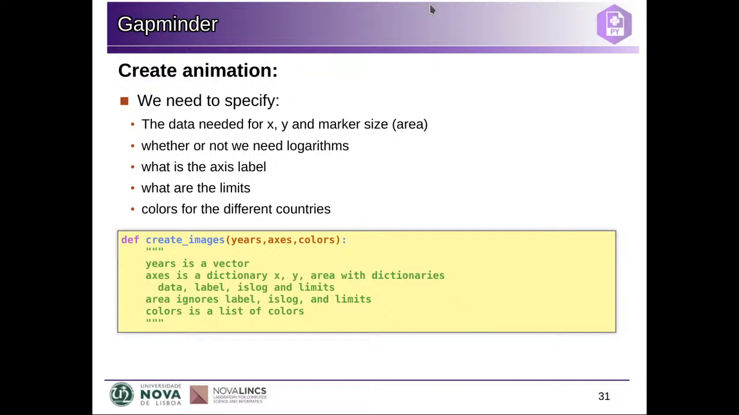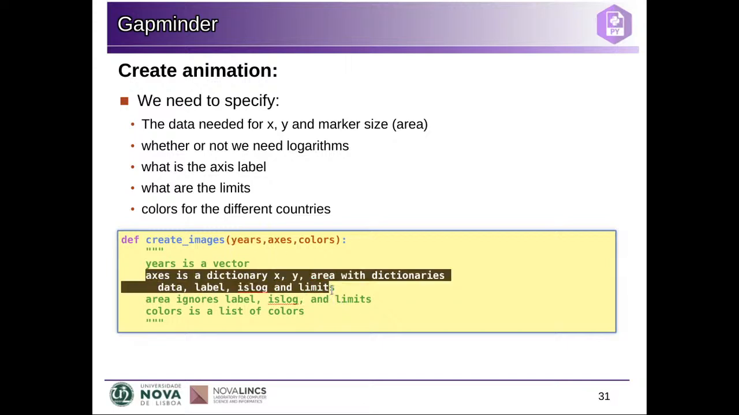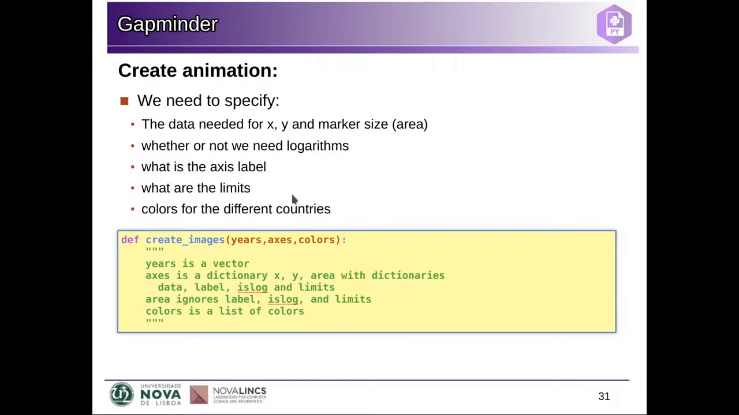So basically, we need to specify what the data are for X, Y, and the size of the marker. We need to specify if we want logarithmic scales on any axis, the label for the axis, the limits for the axis, and the colors for the different countries. So this will be our function. Our function will receive the years, the axis, and the colors, but the years are a vector with just the numbers of the years. The axis will be a dictionary with all this information, the data for the indicators and whether or not they are logarithmic, and the limits for the axis.